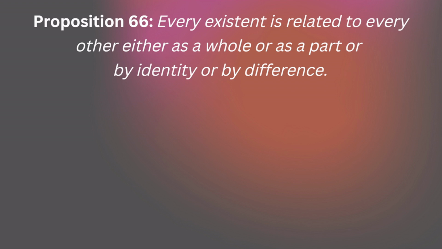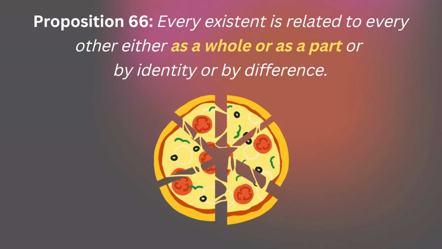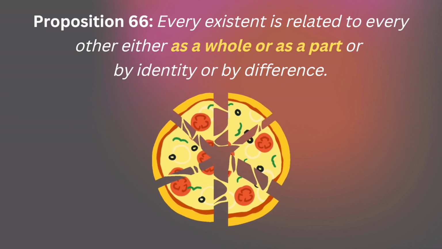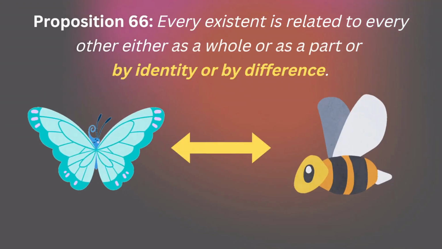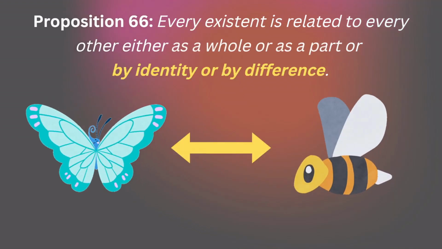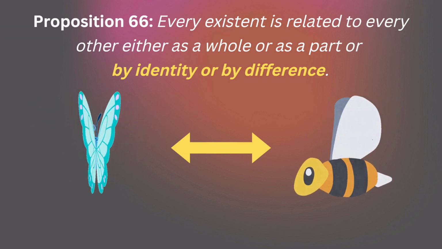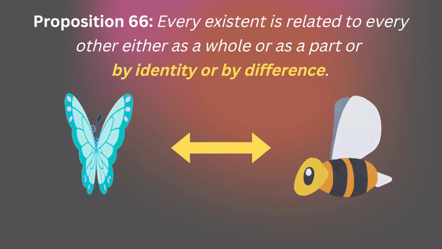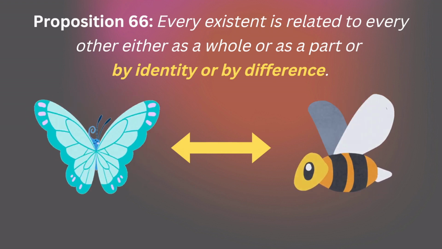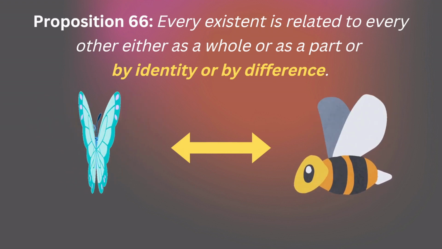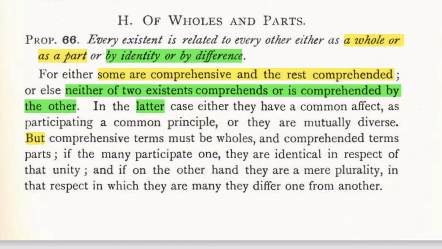So just to make sure that we all understand this, I'm going to give you some simple visuals to go with it. Okay, so every existent is related to every other either as a whole or as a part, such as the relationship of a pizza with the slices, or by identity or by difference. So for example, obviously a butterfly and a bee are different from each other, and yet they have some identity or sameness in the sense that they're both insects and they both fly. Okay, now let's go back to the text.